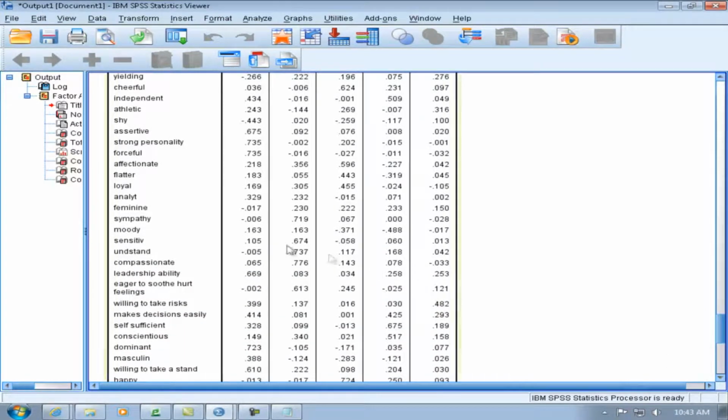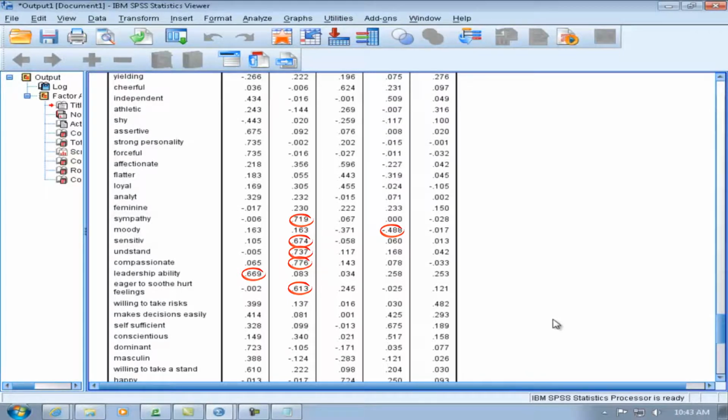Okay, sympathy, that would be factor what? 2, circle that one. Moody, 4. But now again, it's loading negatively, we're going to have to recode that one. That's another one we're going to have to recode. Sensitive, factor 2. Understanding, factor 2. Compassionate, factor 2. Leadership ability, factor 1. Eager to soothe hurt feelings, that's factor 2.